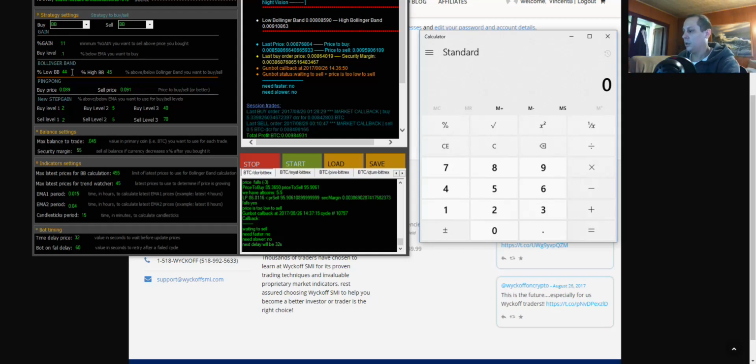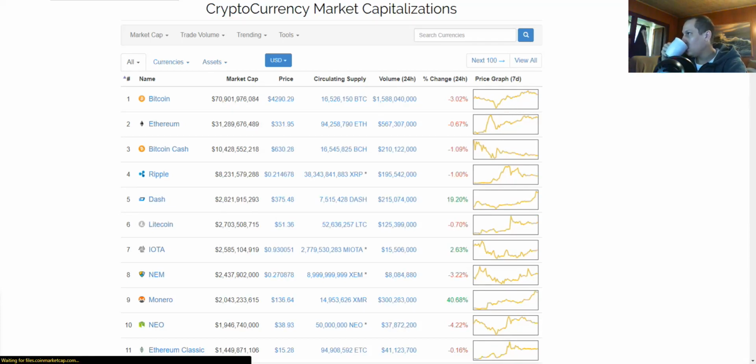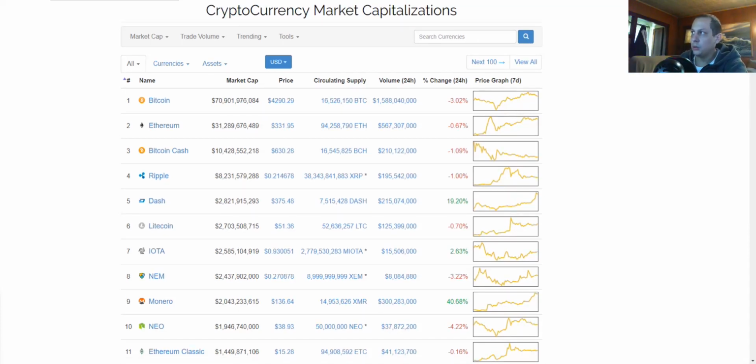One thing to note, I have just turned my low BB settings up recently because the market is doing good. Let's go ahead and look at that real quick. I haven't checked lately. Let's take a look at how the market's doing. So Bitcoin's dropping off quite a bit, and that tends to be good for the alts. As Bitcoin goes down, the alts tend to go up. So it's a good time to set your gains higher and set your low Bollinger Band higher, and maybe lower the setting on your high Bollinger Band.